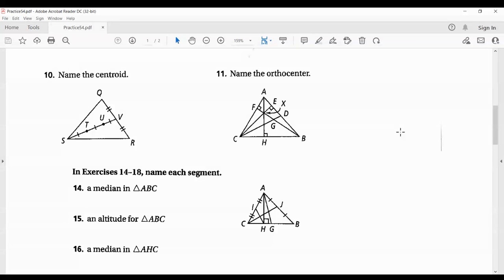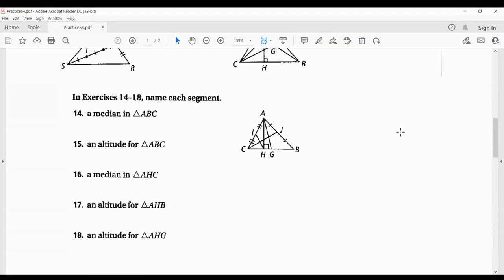Orthocenter, even if you didn't really know what that term means, you probably could figure out from all the right angles in this picture that it's going to be the place where altitudes intersect. And on this one, they all intersect at X. So X is going to be the orthocenter.